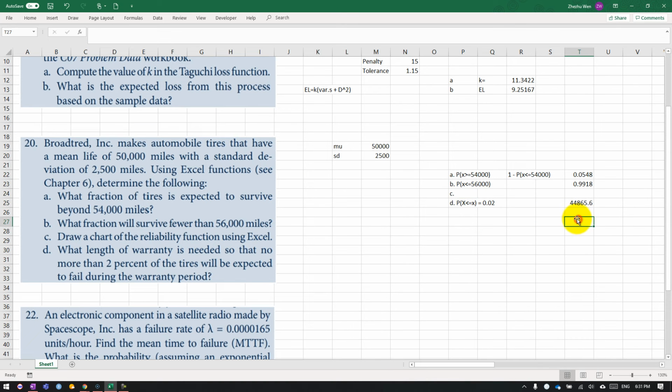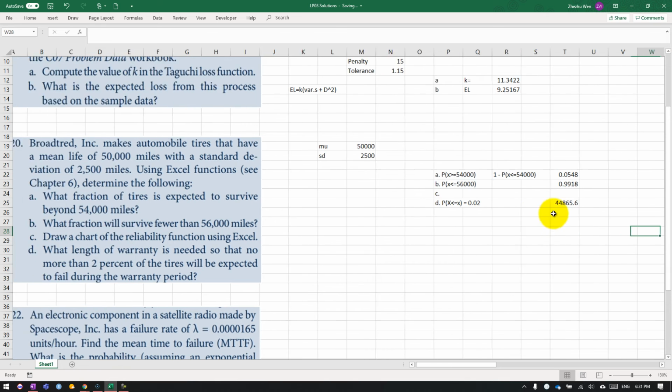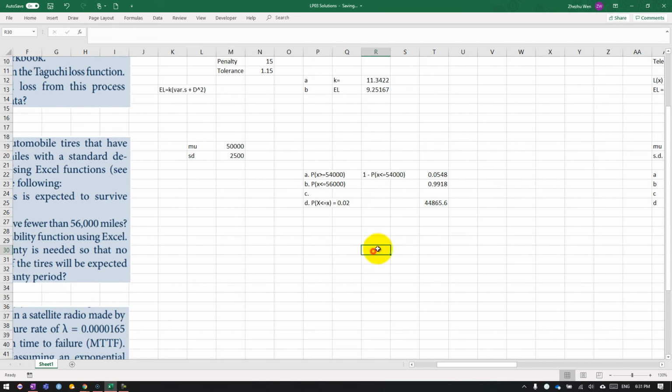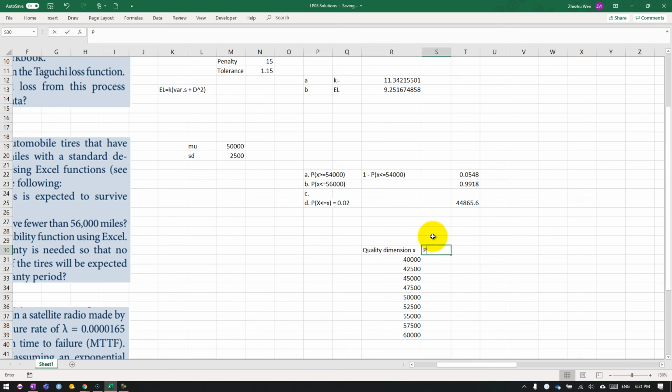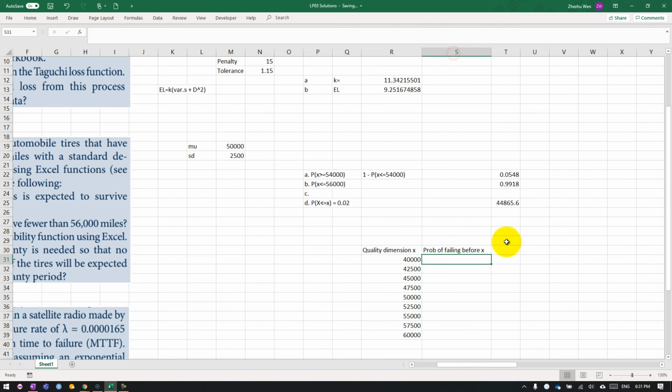So let me take some steps to develop the function. For convenience, I'm just going to call it quality dimension X, and I'm going to do it in 2,500 increments all the way to, yeah, I think this will do. And then I can calculate the probability of failing before X. Then you can always have the probability of surviving X.